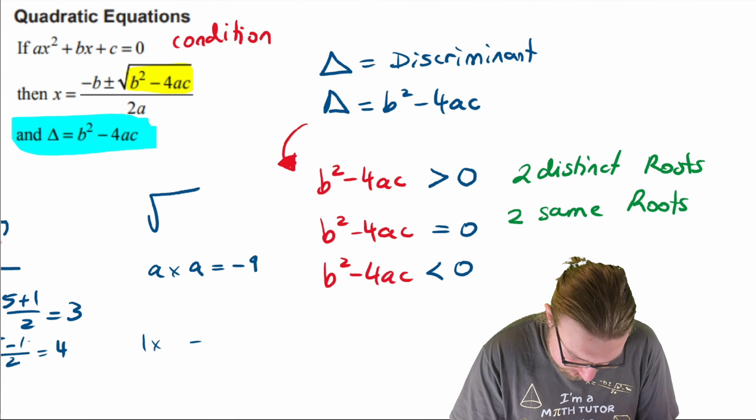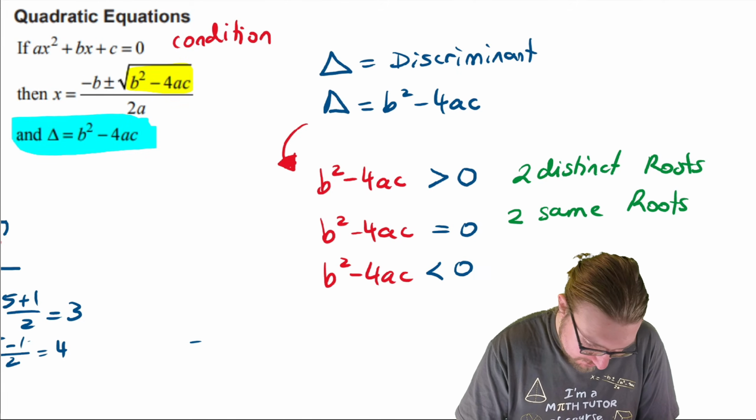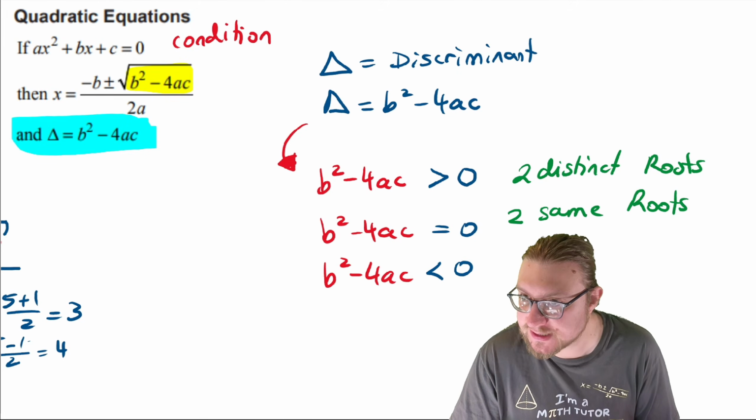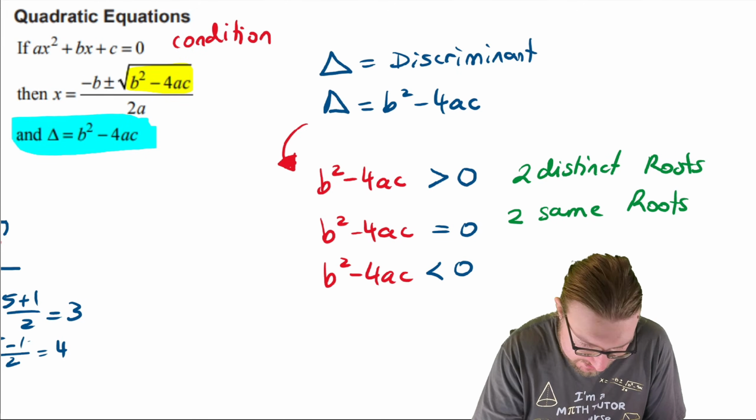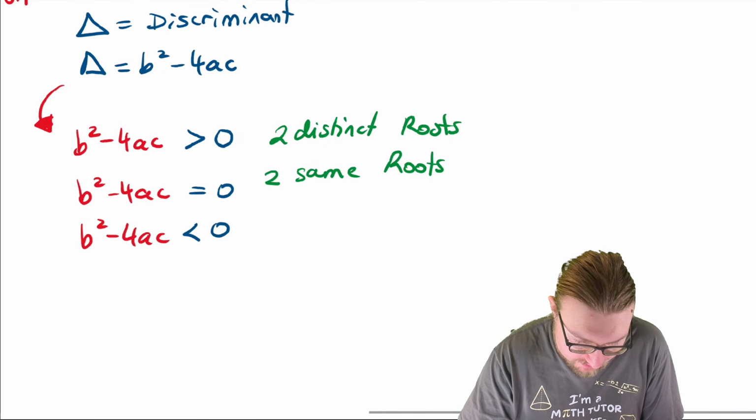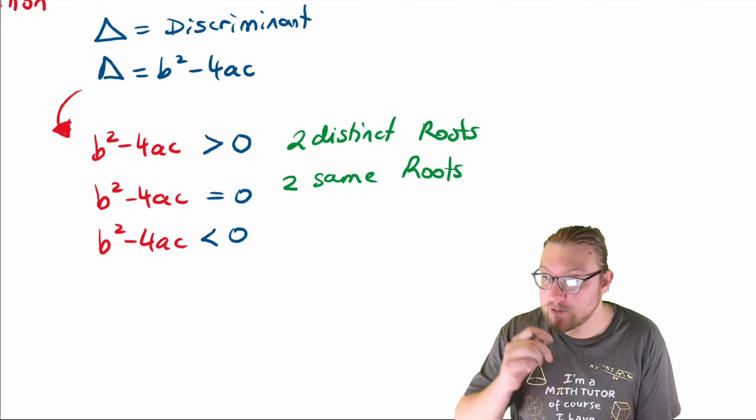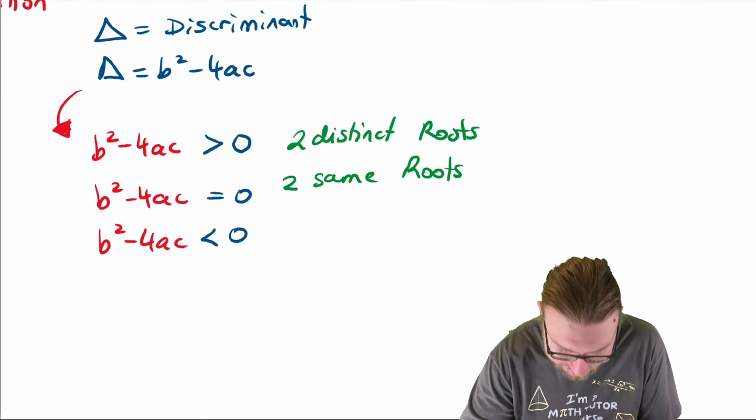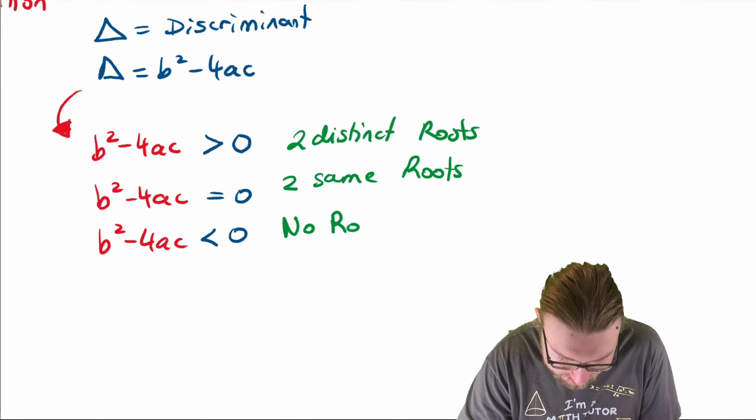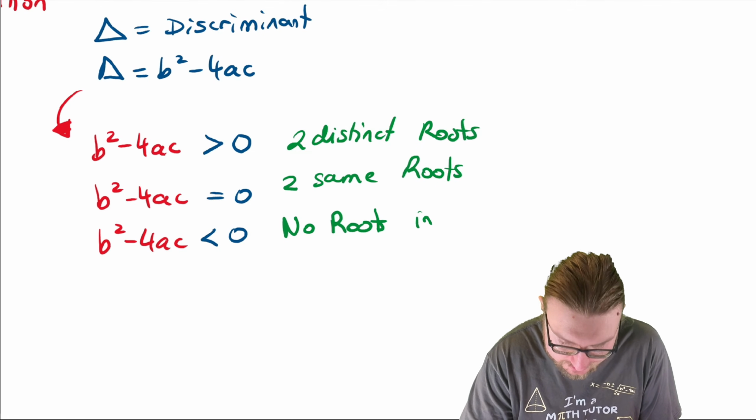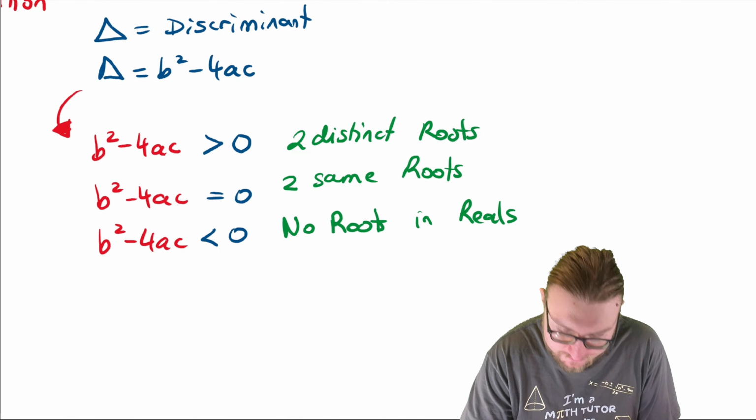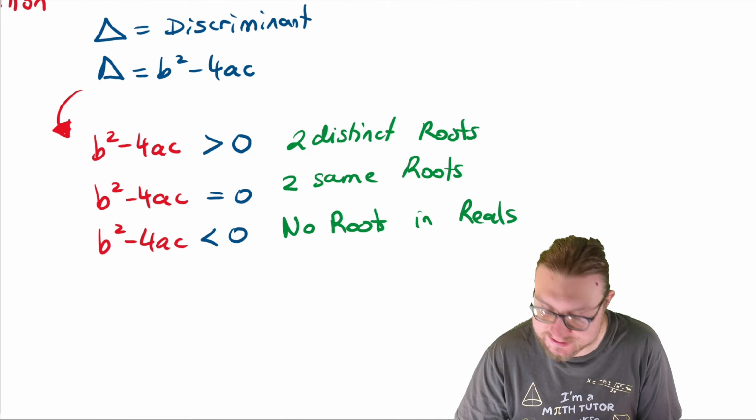Okay, so let's have a look. Of course, all of this is in the real numbers. So let's fill in the last part to our discriminant rule page. So we have that if the discriminant is negative, we have no roots in the real numbers. So we have no answers.